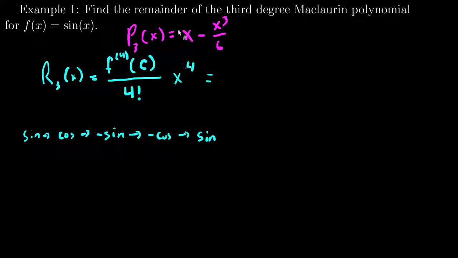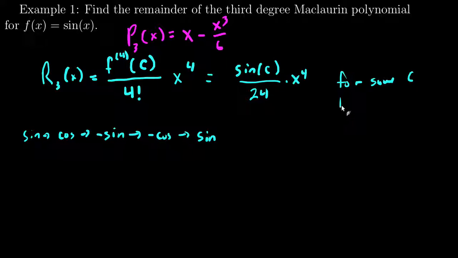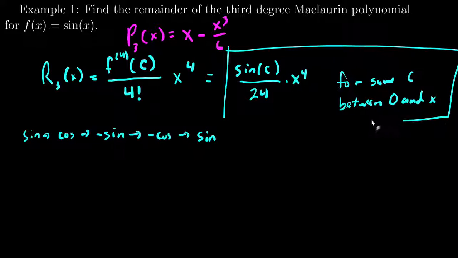So the remainder of this will be the sine of some c divided by 24 times x to the fourth, for some c between 0 and x. And why I keep on saying between instead of writing an interval is I don't know if x is positive or negative. So if I put the interval from 0 to x and x is less than 0, it's not a valid interval. Okay, so there is the remainder for that Maclaurin polynomial.